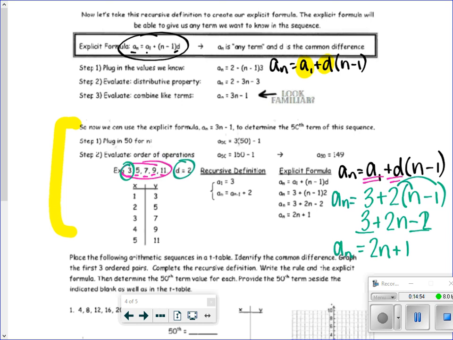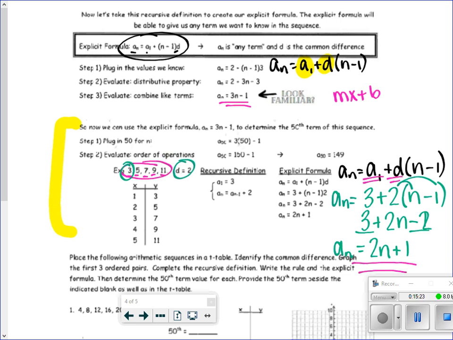Okay. Now I'm hoping maybe one person is looking and thinking, oh, that kind of looks familiar. It should look familiar. Once you simplify it, this is your slope-intercept form. It's in that form of mx plus b.